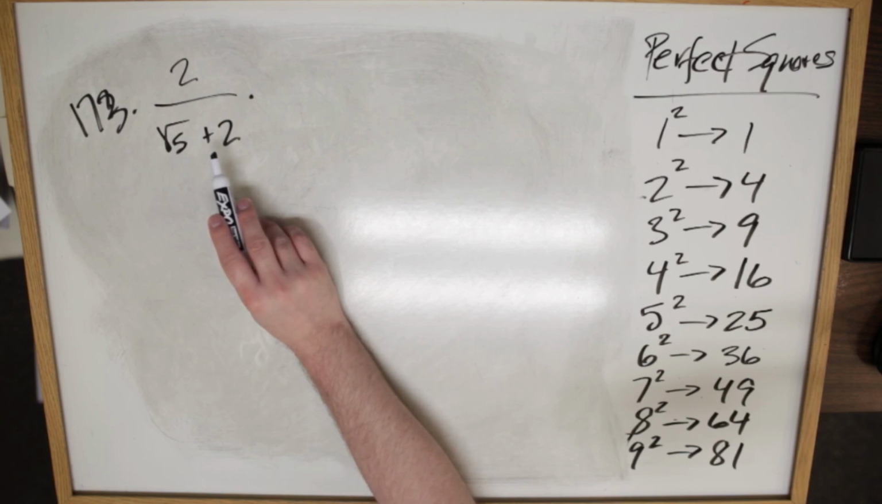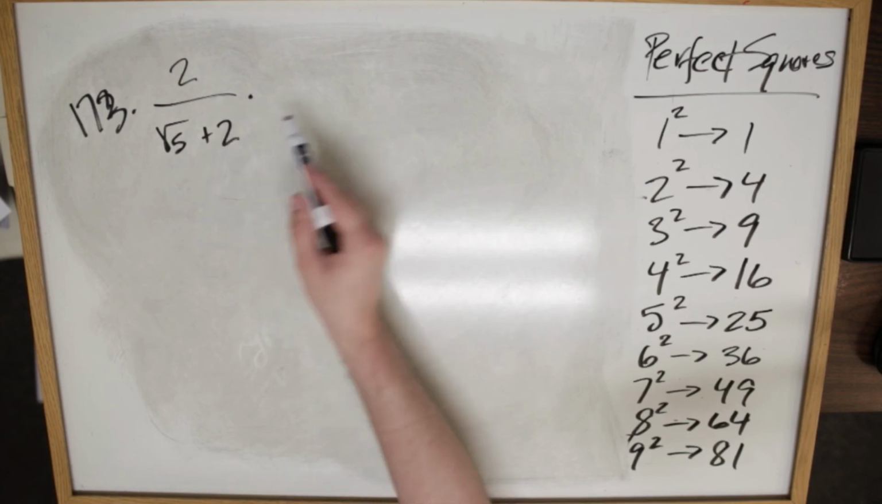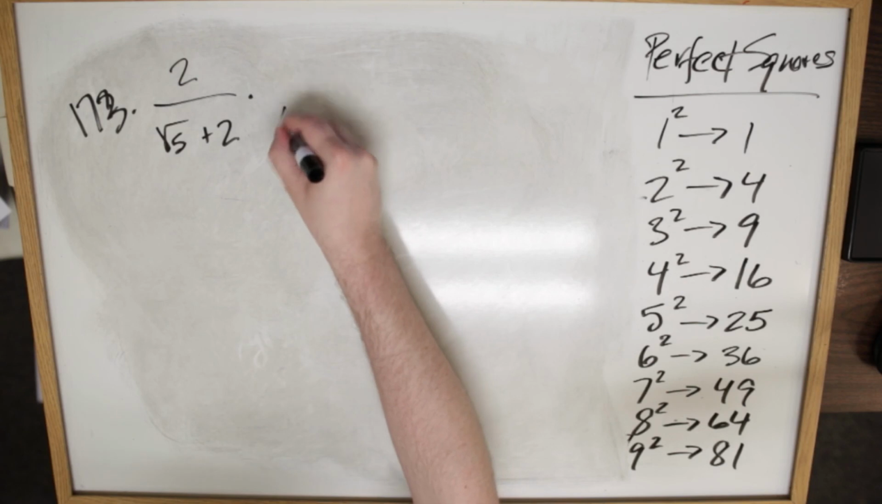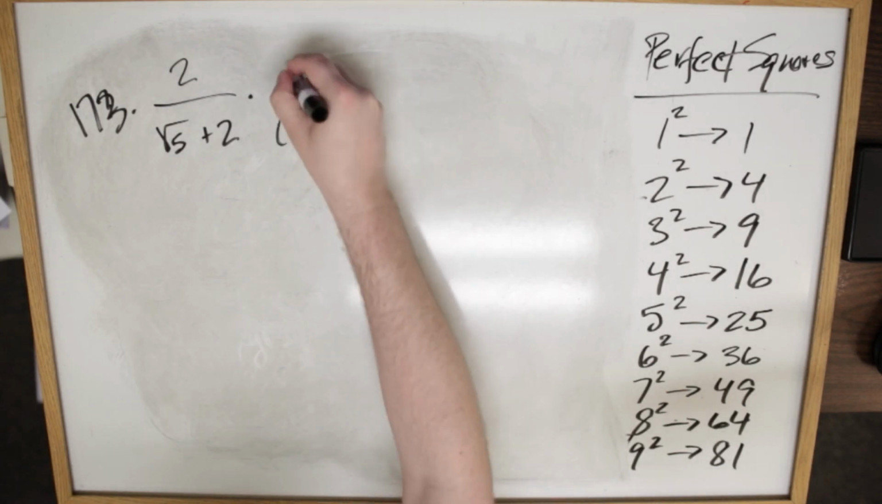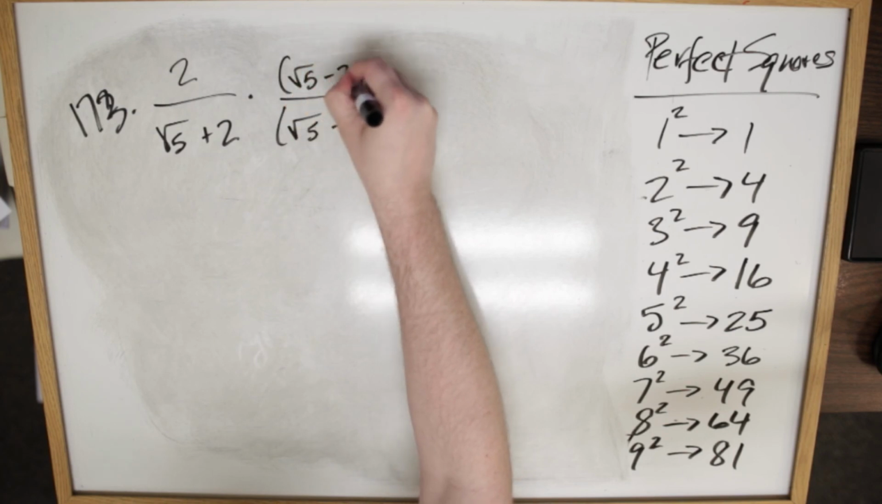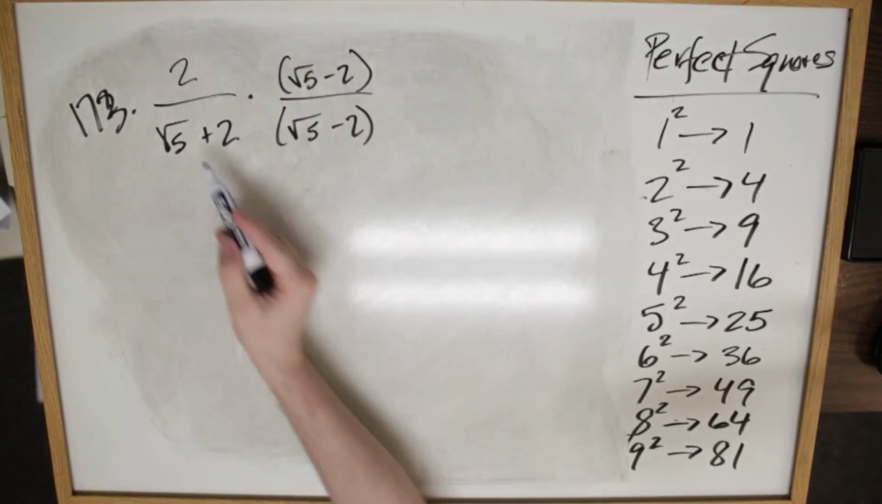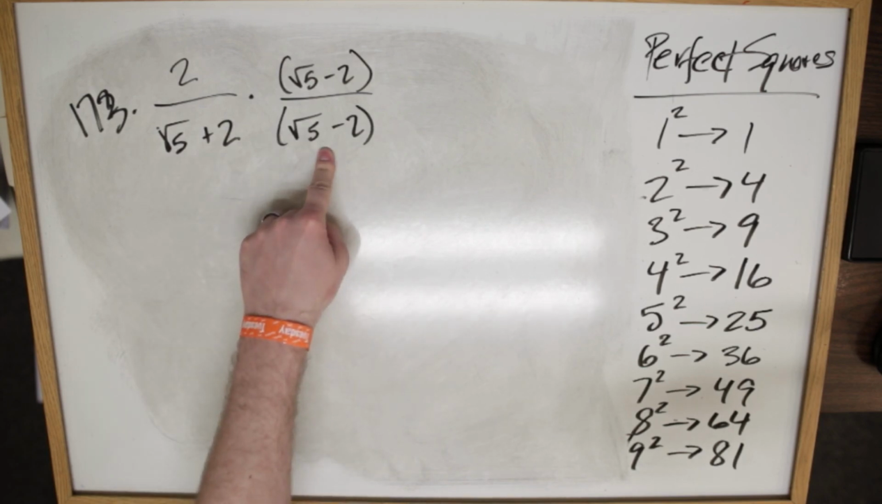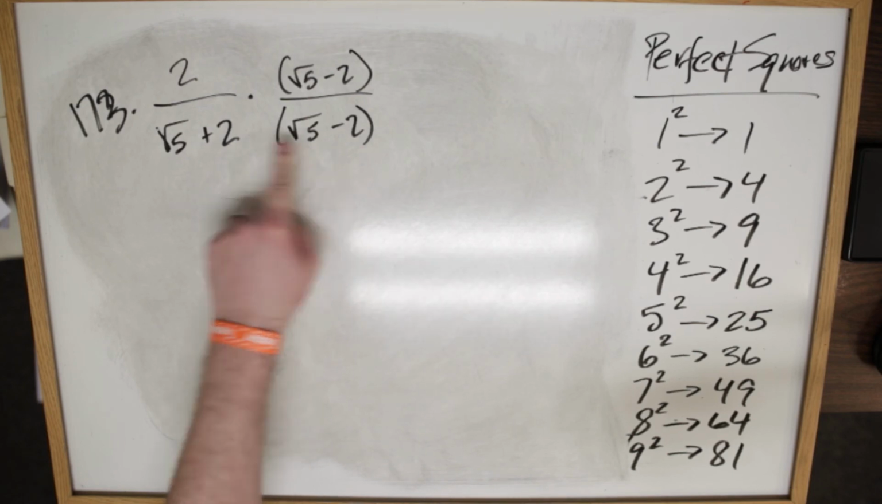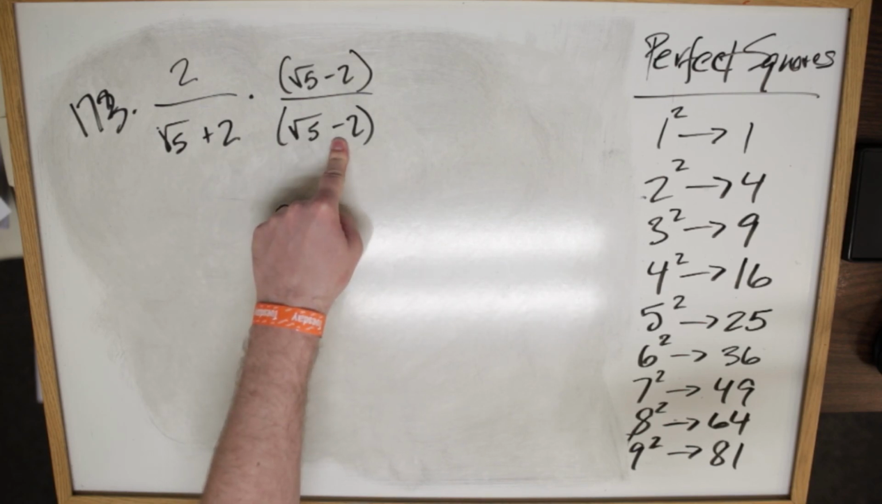We need to rationalize this. So in order to do this, what we're going to do is multiply by root 5 minus 2 all over root 5 minus 2. So you'll see this right here, square root of 5 plus 2. This is what's called the conjugate. It's almost identical. The only thing that's different is the sign in between.